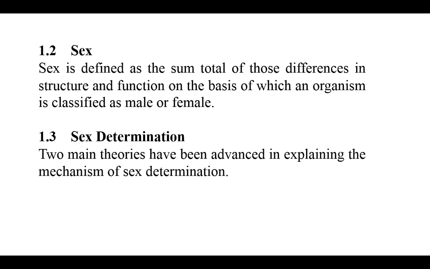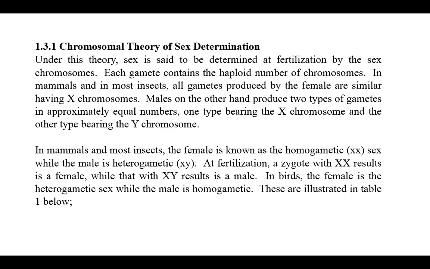Now, sex. What is sex? Sex is defined as the sum total of those differences in structure and function on the basis of which an organism is classified as male or female. Sex determination. Two main theories have been advanced in explaining the mechanism of sex determination. The first, chromosomal theory of sex determination. Under this theory, sex is said to be determined at fertilization by the sex chromosomes.